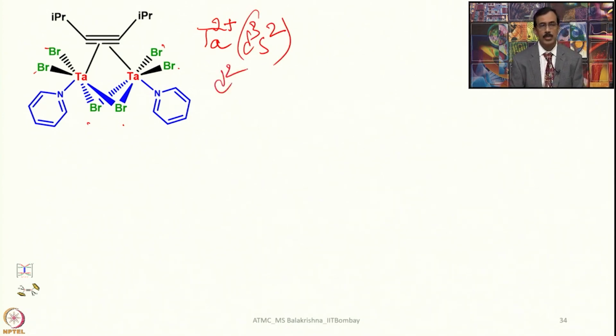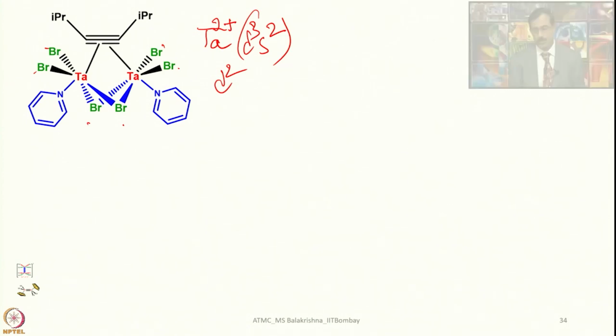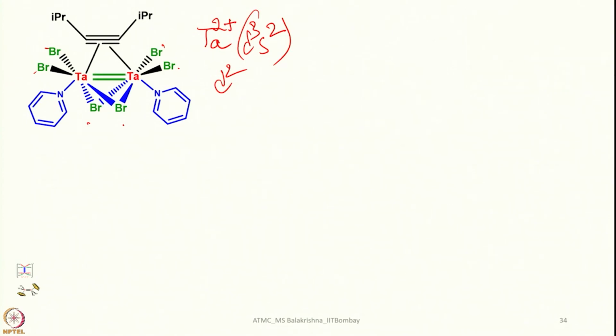d3s2 loses 3 electrons, and then we have a d2 system here. If a d2 system is there, you can go back to the previous diagram and see whether we have a double bond between 2 tantalum atoms. We have a double bond between 2 tantalum atoms, and here the tantalum bond is 2.68 angstrom units. Now let us go to another example here.